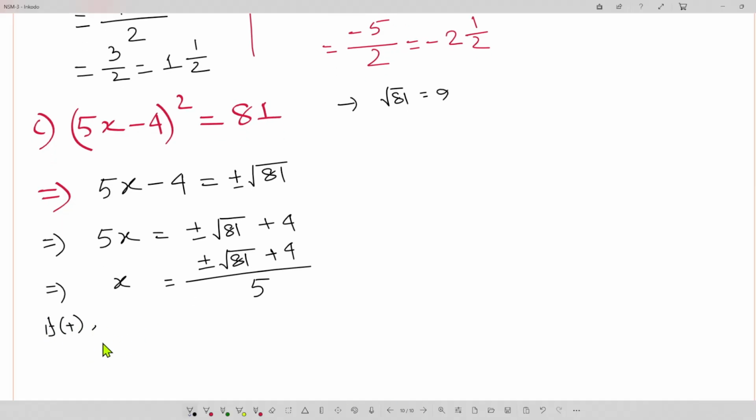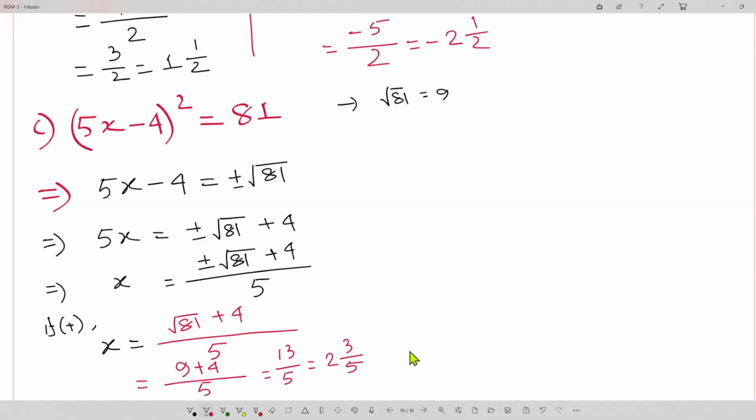Okay, now if positive, so x equals (root 81 plus 4) divided by 5. Now root 81 means 9, plus 4, divided by 5. So 9 plus 4 is 13 by 5. 13 by 5, so it's an improper fraction. We can write 2 and 3 by 5. Right? It's the positive case.